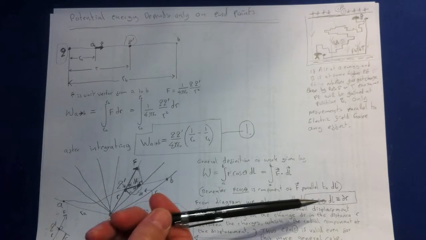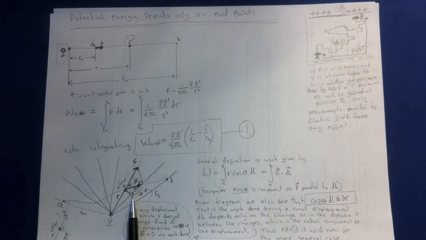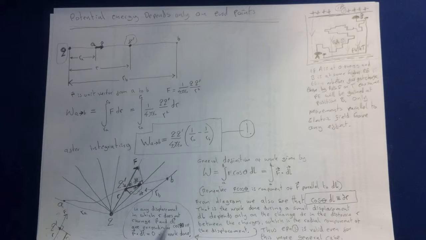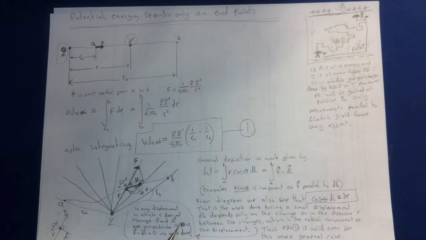We can also see that cosine theta dl, which is this amount here, is the small displacement dr in the radial direction, going from this point Q' to this little displacement dl. What we're saying is the work done during a small displacement dl depends only on the change dr in the distance r between the charges, which is the radial component of the displacement. So in any displacement in which r does not change, the vectors F and dl are perpendicular, because if r does not change, you've got the same electric field value all the way around. So F and dl are perpendicular. In other words, cosine 90 equals 0, so F dot dl equals 0, and no work is done. That proves there's no work done if the radial distance is the same between two points.